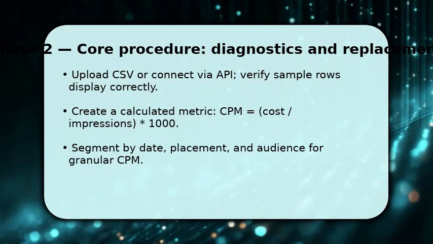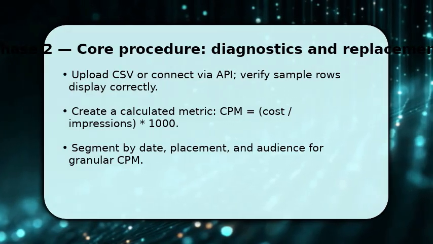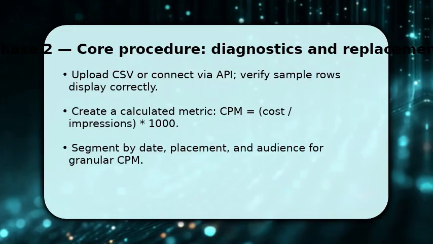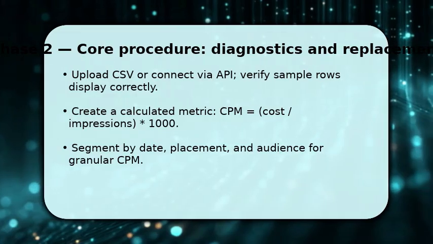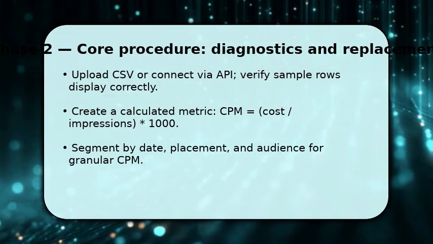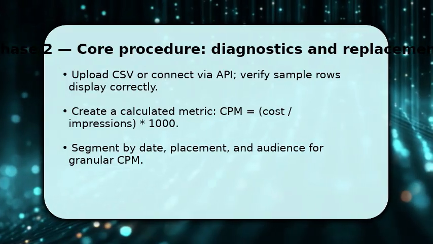You now compute CPM inside GG using a calculated metric. Upload your cleaned CSV or connect the API and verify sample rows. Then create a metric. CPM equals cost divided by impressions, multiplied by 1,000 because CPM is cost per 1,000 impressions.